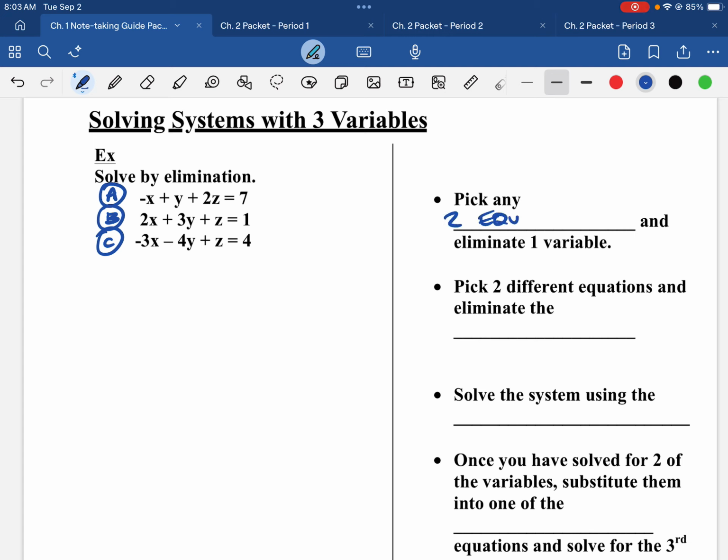So, first bullet point: pick any two equations and eliminate one variable. It doesn't matter which one you eliminate. I'll just go for the x's here. Just to remind myself what I'm trying to eliminate, I'm going to do this, because I'm going to have to eliminate the same variable twice. But I'm picking any 2, so let's just do equations A and B to start with.